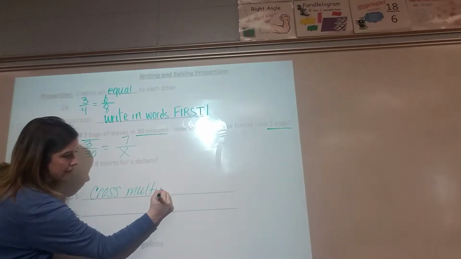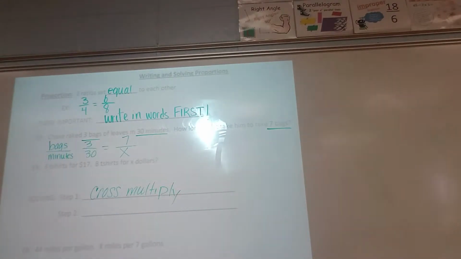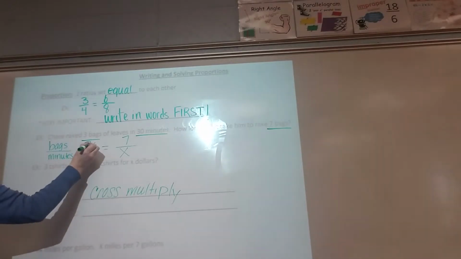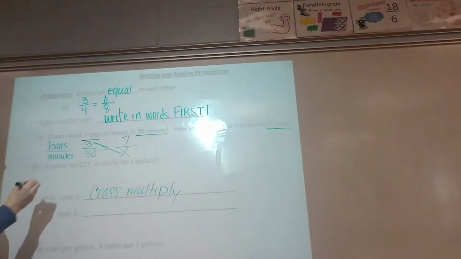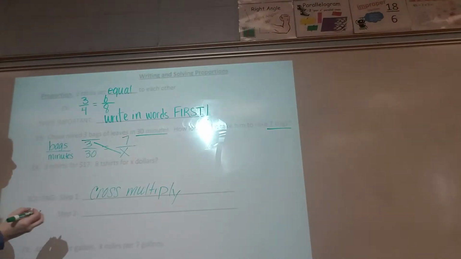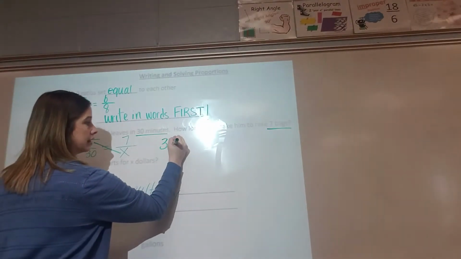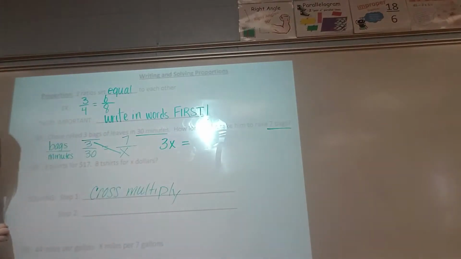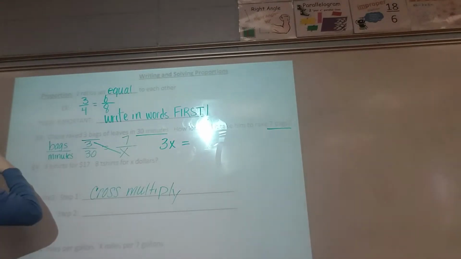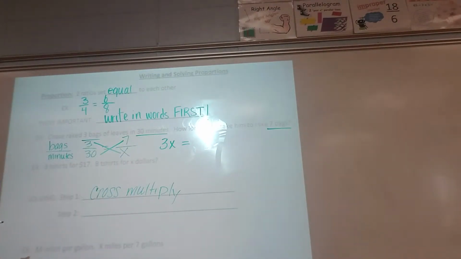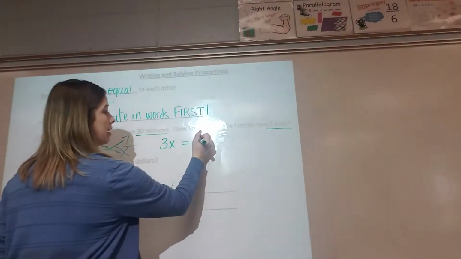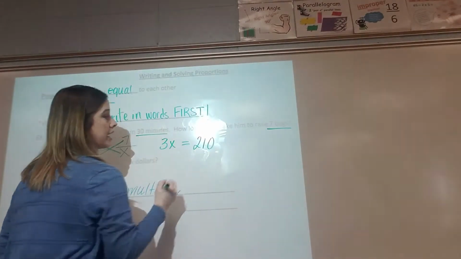Okay? Our first step in solving a proportion is we're going to cross multiply. When we do that, I'm going to take 3 times x, which gives me what? 3x equals, now you cross multiply here. 7 times 30, 210. Okay, so that's our first step.